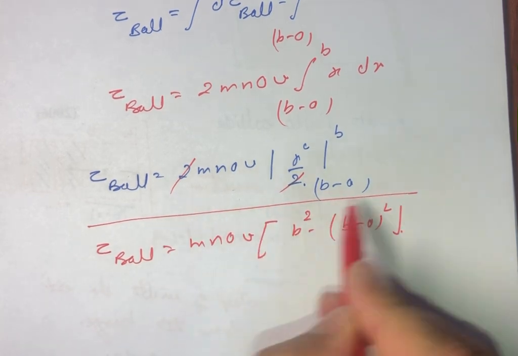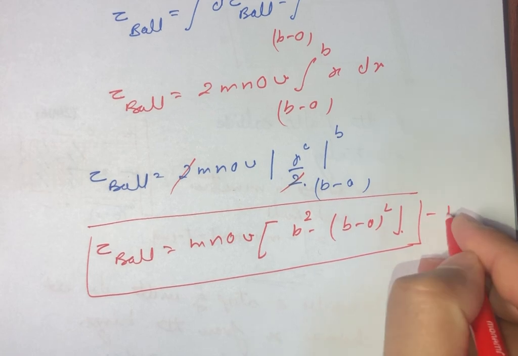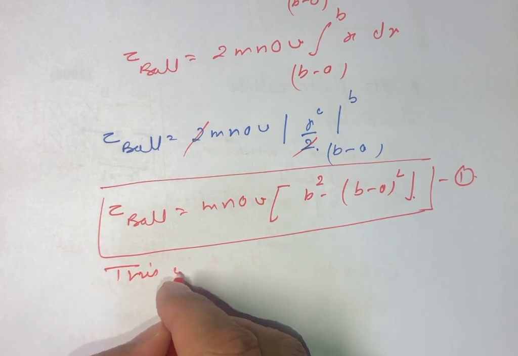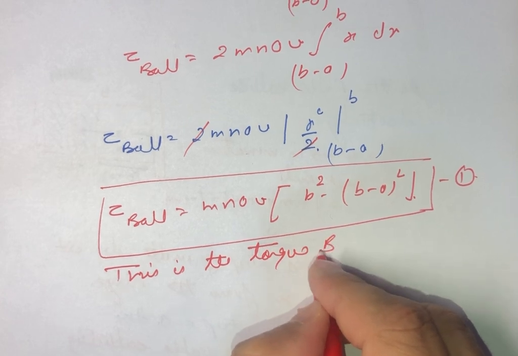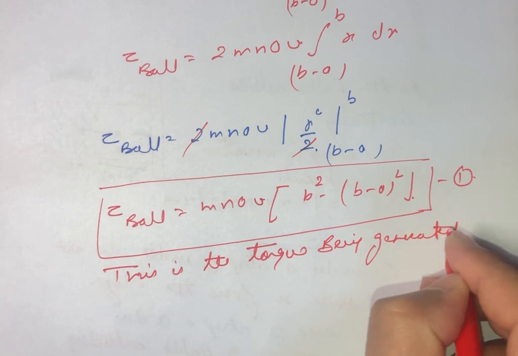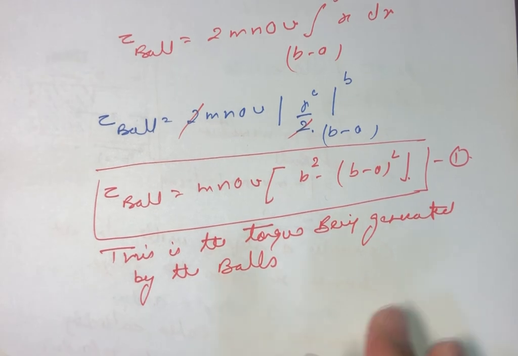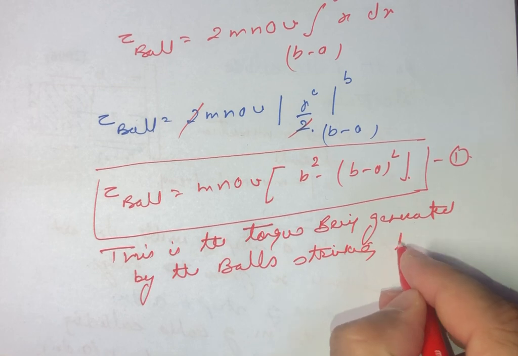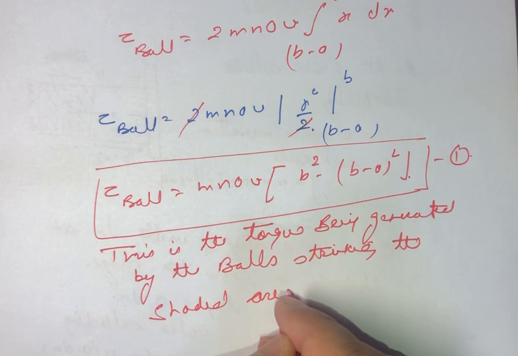So we found out the torque which is being generated by the balls. Let us call this equation number 1. You can see this is the torque being generated by the balls striking the shaded area.